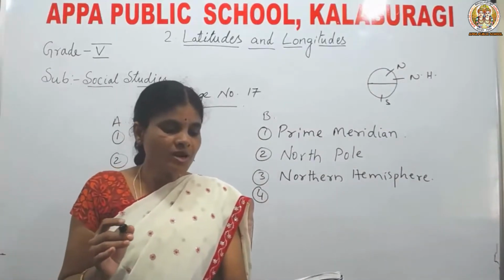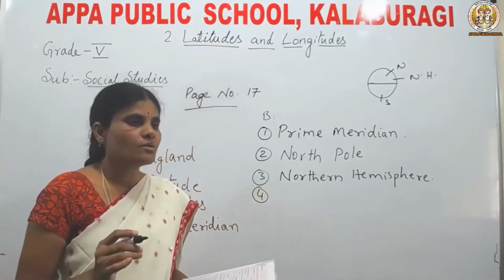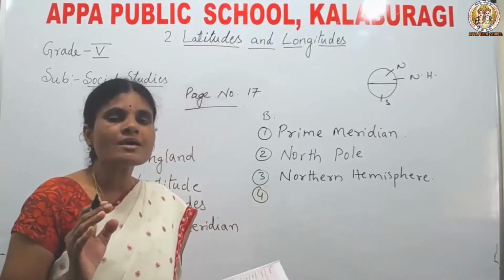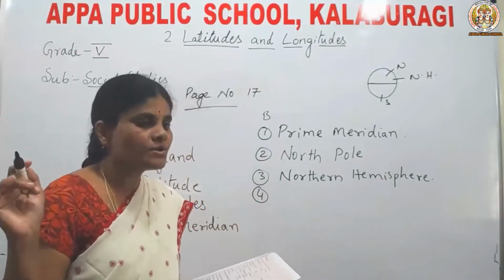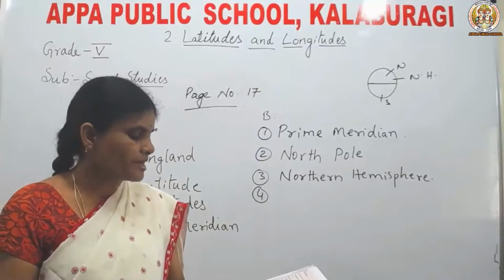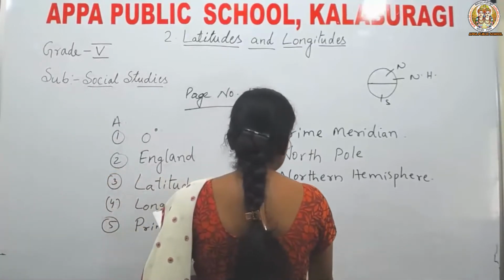Next one, fourth one. The parallel of latitude at 23.5 degree north. Parallels are also called latitudes. 23.5 degree north latitude is called what? Tropic of Cancer.